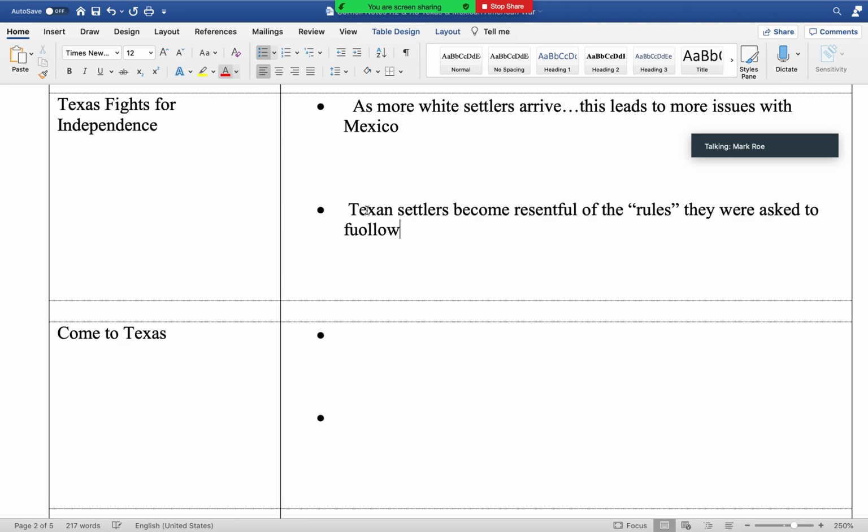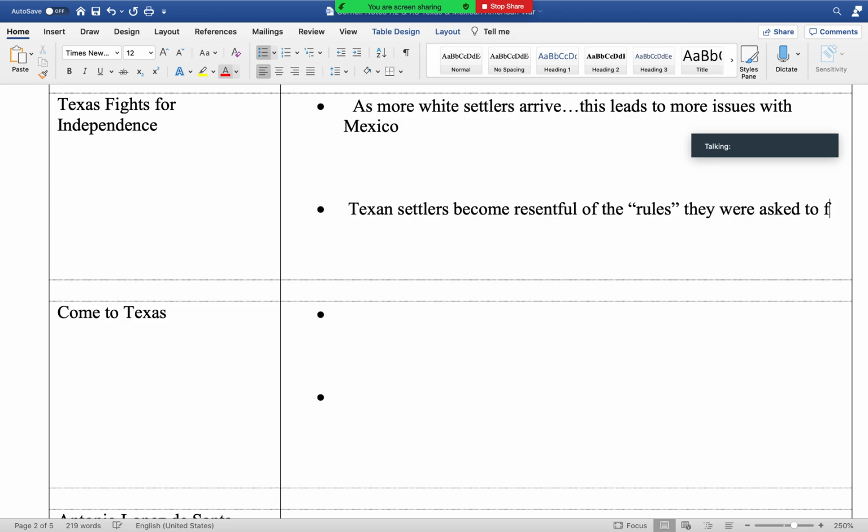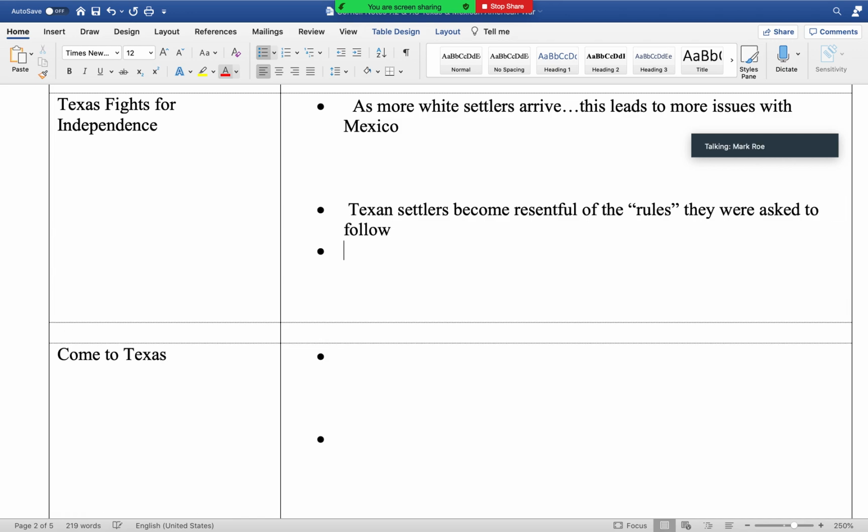So again, some of these rules that they were asked to follow would be like no slavery or not bringing slaves, which pretty much all of them did. Becoming Catholic. And becoming Mexican citizens, which none of them really did, and that's going to lead to a very strained relationship between them and Mexico.